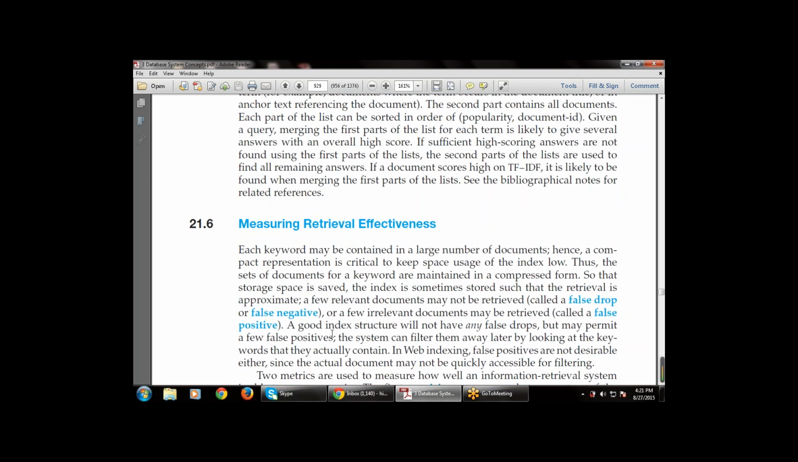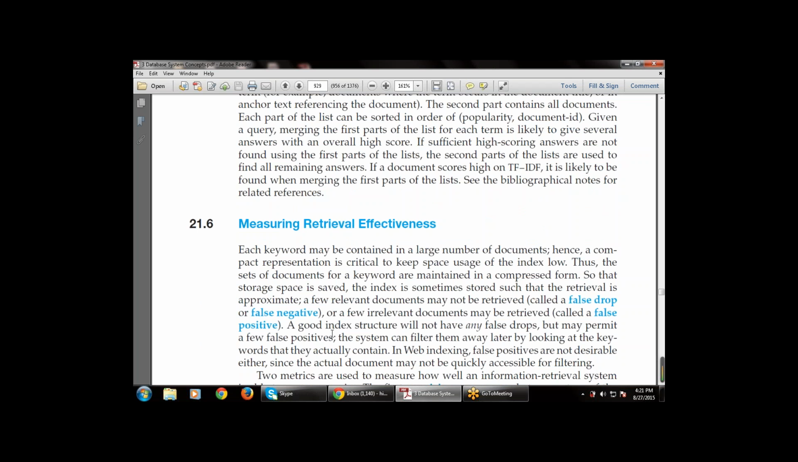Then we also discuss how to measure retrieval effectiveness, that is, whether the information that is retrieved is valid, suitable and important information. That is measuring the retrieval effectiveness, or how effective the information we gather is.